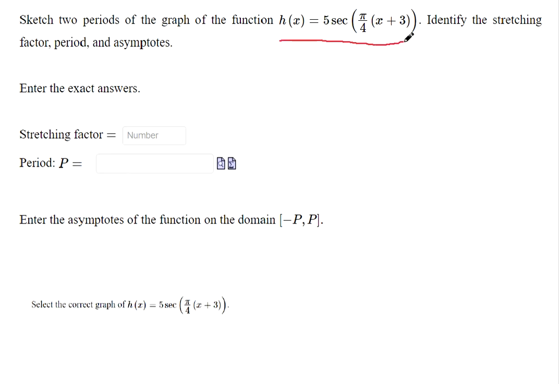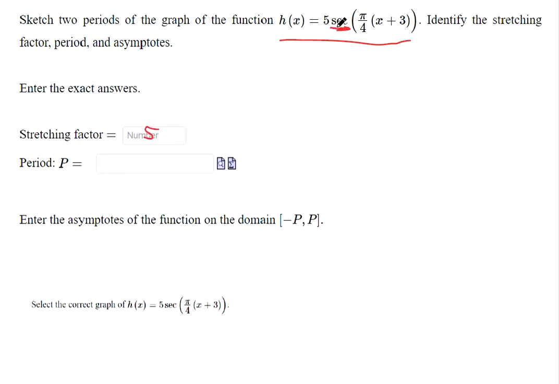So we have this function. The first thing they want to know is the stretching factor, and the coefficient of the trig function is the stretching factor. Okay, the bigger the number, the bigger the stretch. The smaller the number, or the closer to zero, like a fraction, this is the number that affects how much it's stretched or how much it's condensed. So 5 is the stretching factor.